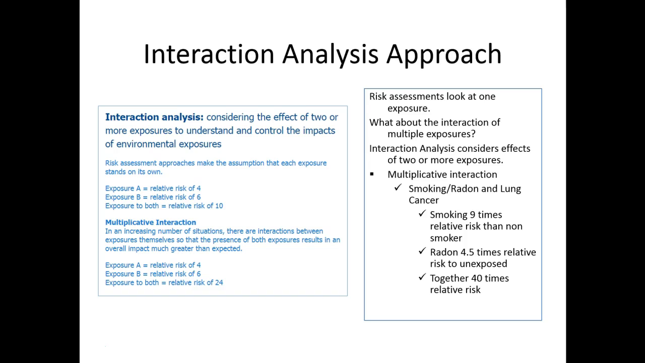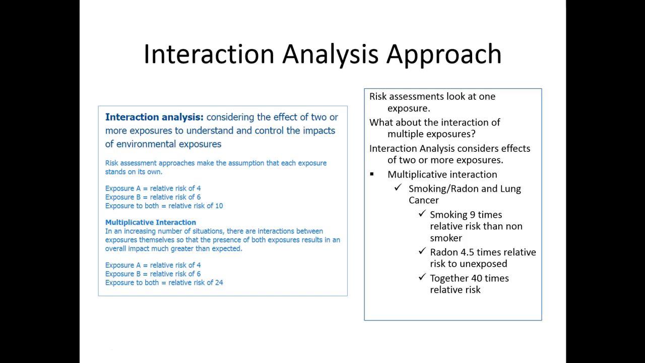Risk assessment approaches make the assumption that each exposure stands on its own. Thus, if there is more than one type of exposure, we assume that the total impact is the sum of the two impacts. For example, if one exposure has a relative risk of 4 and a second has a relative risk of 6, we assume that the exposure to both results in a relative risk of 10. Many times, adding together the relative risks does not provide an approximation of the risk of two or more exposures.